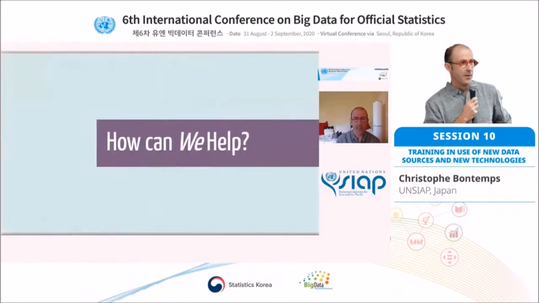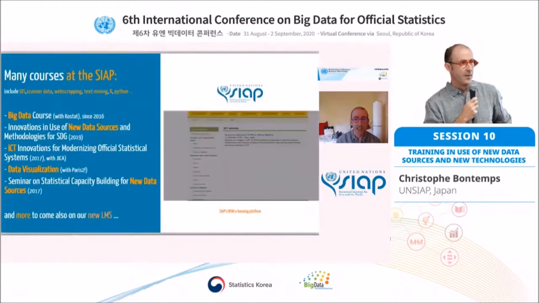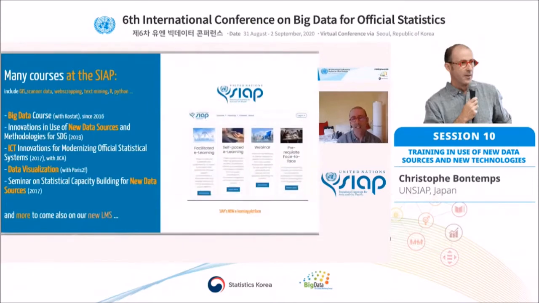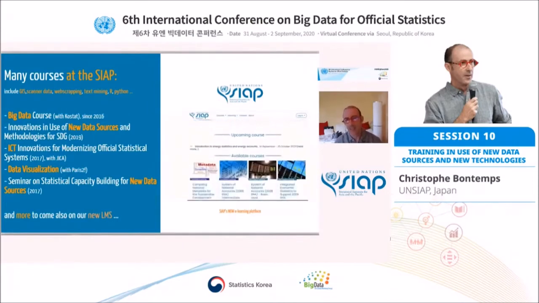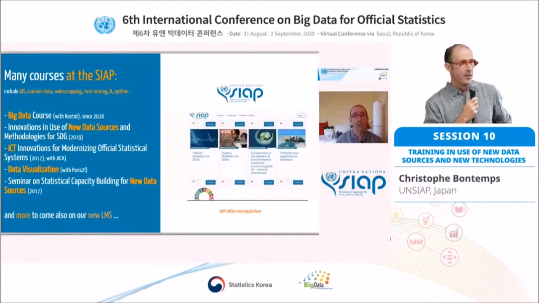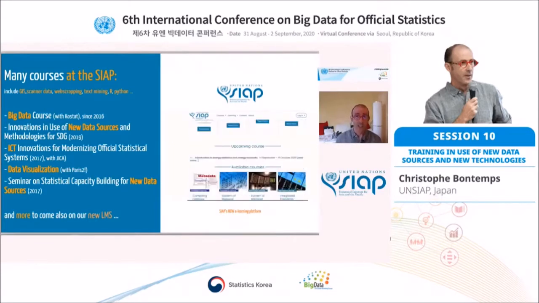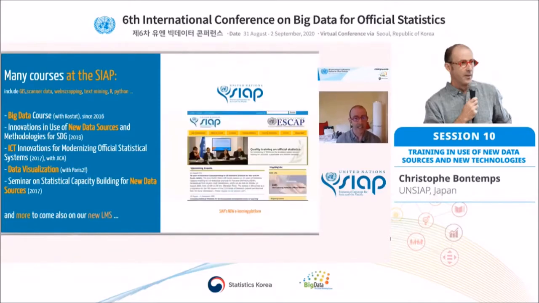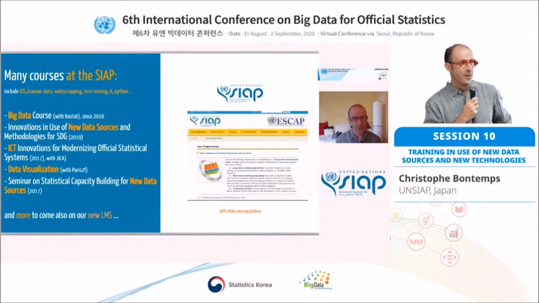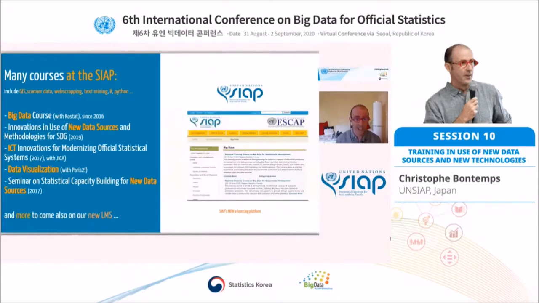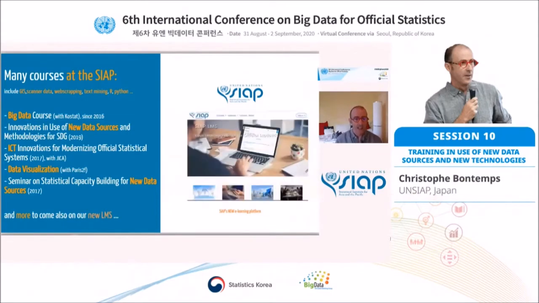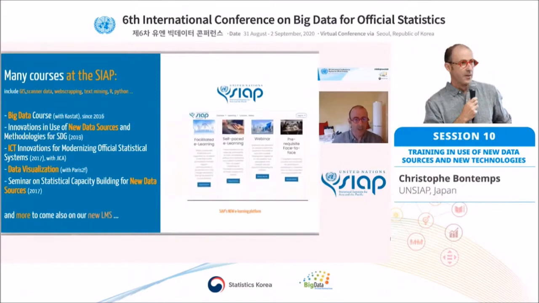So how can we help? Well, there are already many courses at SIAP that include GIS, scanner data, web scraping, and text mining, and we use R or Python, which are the new tools in data science. We have a course on big data with COSTATS since 2016. There is a course on innovation in the use of new data sources and methodology for SDGs, ICT innovation for modernizing official statistics, data visualization with PARIS21, and a seminar on statistical capacity building for new data sources.